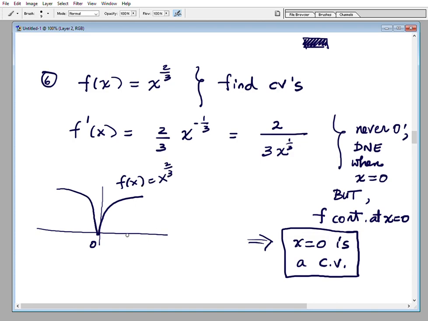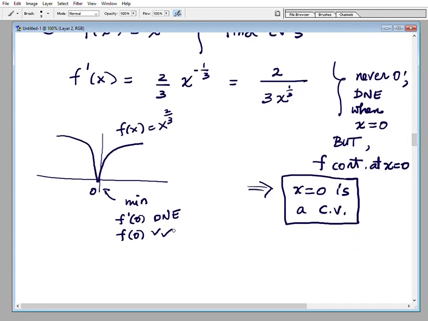Okay, so I'm just showing you what the graph looks like. There you have a min. F prime of 0 does not exist. F of 0 is fine. Nothing wrong with f of 0. So in other words, f is continuous at 0.